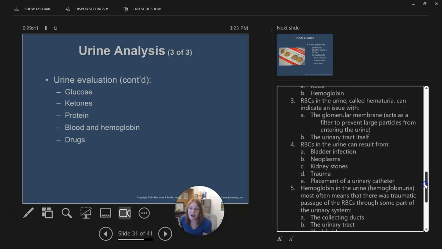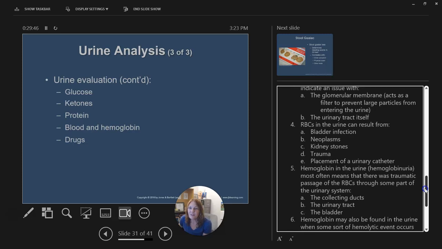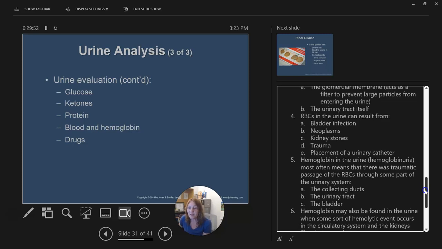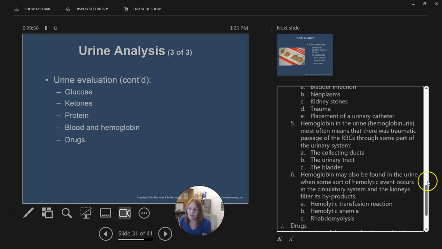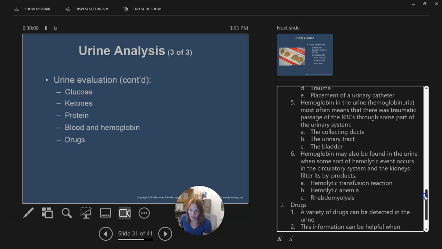Could be the urinary tract itself as well that has the issue. RBCs in the urine can result from bladder infections, could be a neoplasm, kidney stones, trauma, or could be because of a placement of a urinary catheter. Hemoglobin in the urine, so hemoglobinuria, most often means there was a traumatic passage of an RBC through some part of the urinary system. Could be in the collecting ducts, the urinary tract, or even the bladder itself.